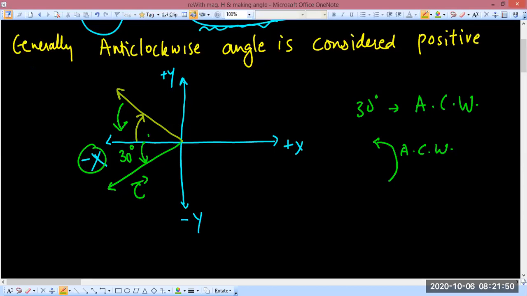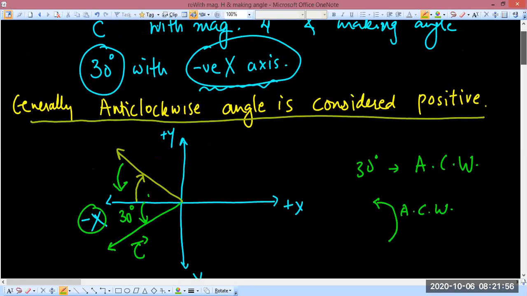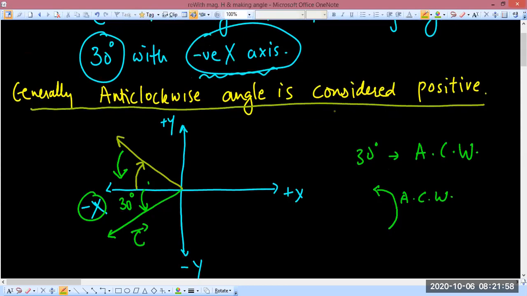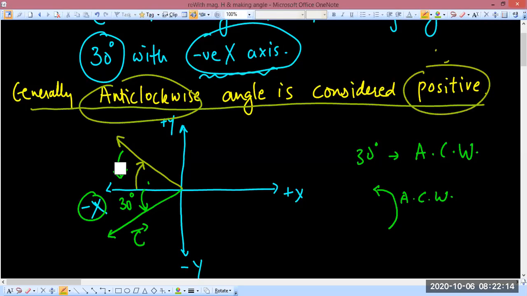And this statement is to be accepted like this. There is no reason, there is no logic behind that statement. So please don't look for logic. This is like, you know, we take right side positive by default. We take anti-clockwise positive, just like that. Anti-clockwise is considered positive, all right?